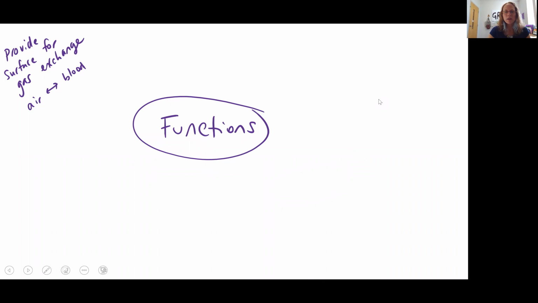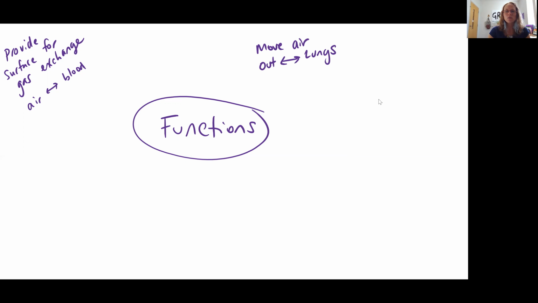First, let's talk about some of the jobs of the respiratory system. So, of course, the respiratory system we know is responsible for bringing air into the body. It is providing that surface for gas exchange so that the air can make its way into the blood, meaning oxygen gas is, of course, moving from the air into the blood, and then carbon dioxide gas is moving from the blood out to the air so that the respiratory system can help remove that CO2 gas.